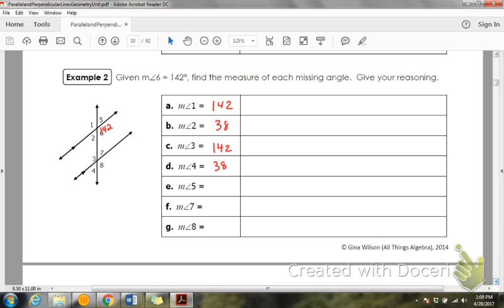Angle 5, Chris. 142? Angle 5 is 142? No, 38. Because look, these two make 180 degrees, right? So angle 5 is also going to be 38. Angle 7, Brian. Perfect, 38. Angle 8, Natasha. 142. Anybody get all these right? Woo! Fire!